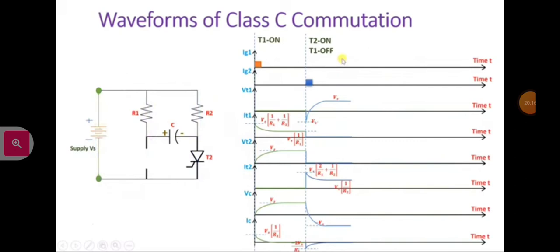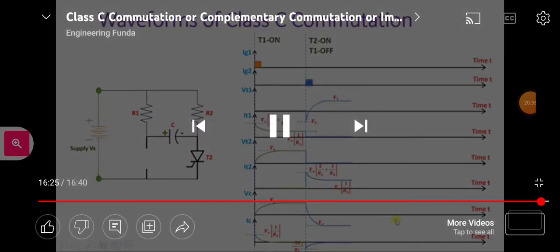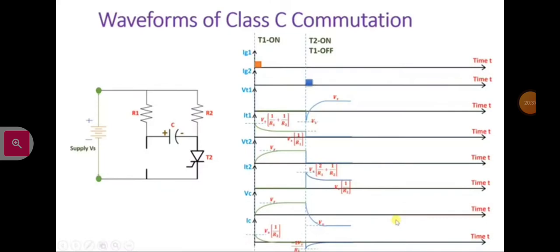Now to turn off thyristor T2, we can give gate pulse to T1 and that will make T1 turn on and T2 turn off. And the waveforms which are there for T1 on will appear over here, right? So I'm not plotting it again. So that is how complementary commutation is happening in class C commutation.